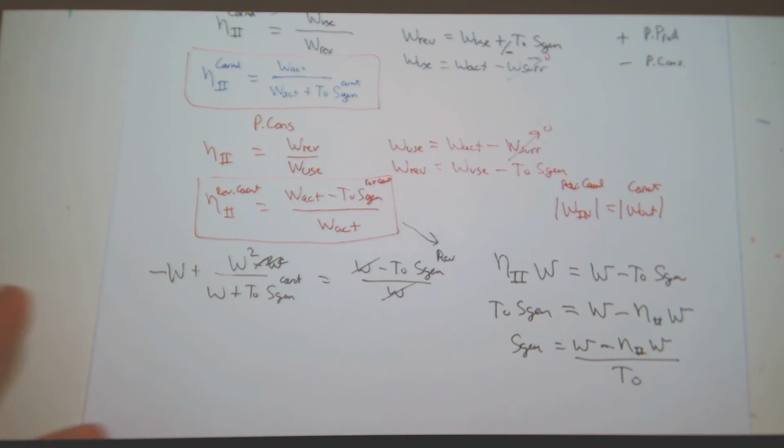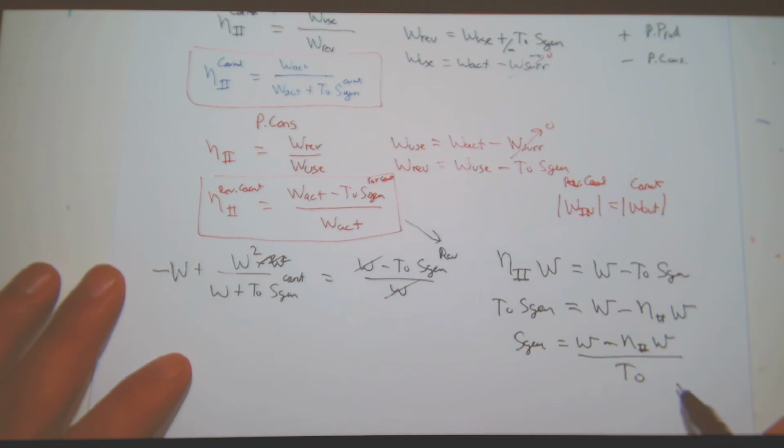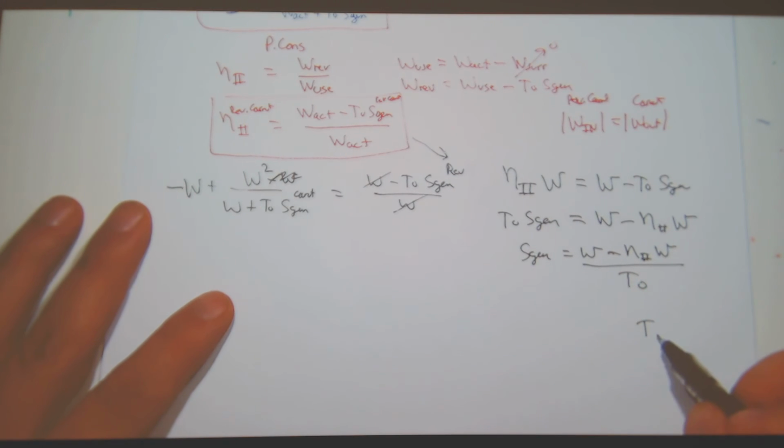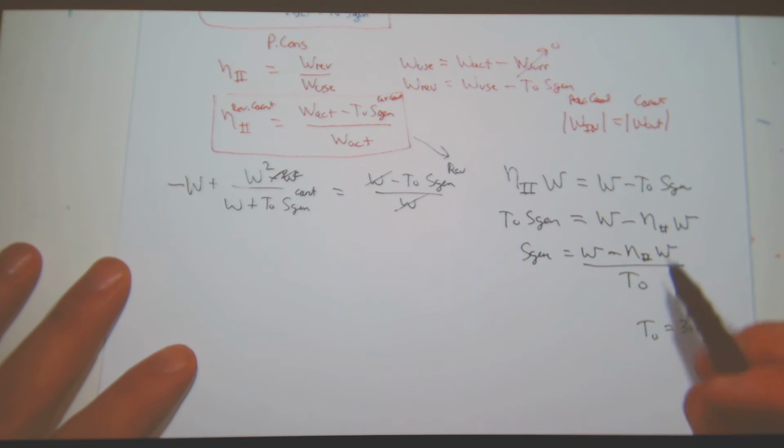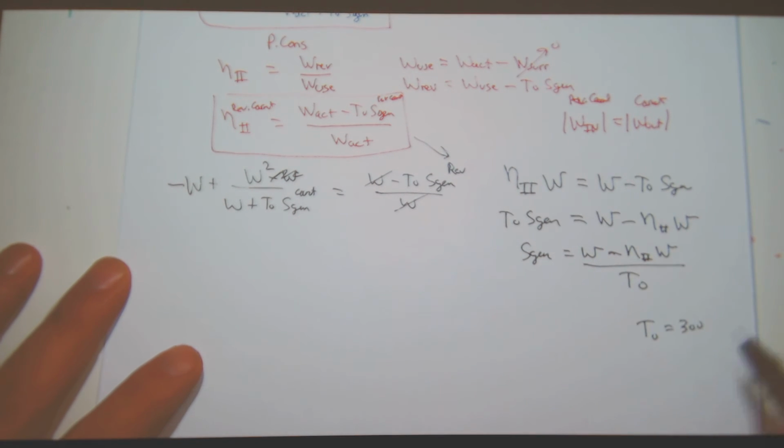So let's just say T naught equals, well, let's use 300 Kelvin. And let's just say the work is equal to 50 joules. And the second law efficiency is equal to 50%.